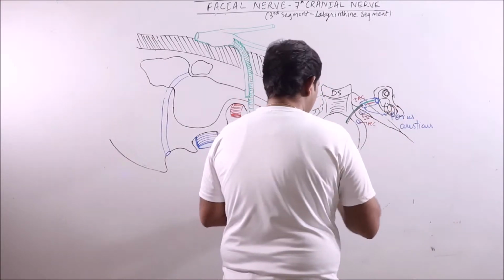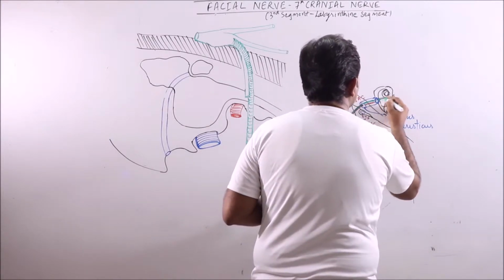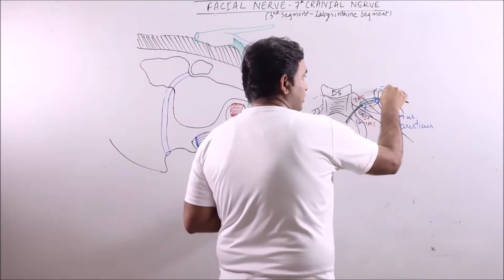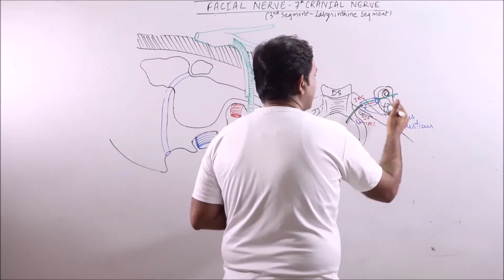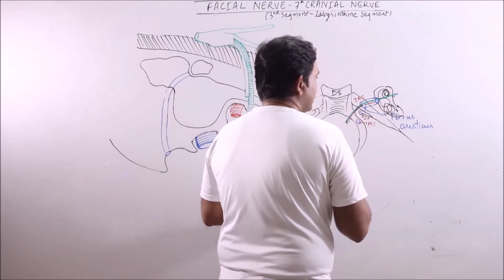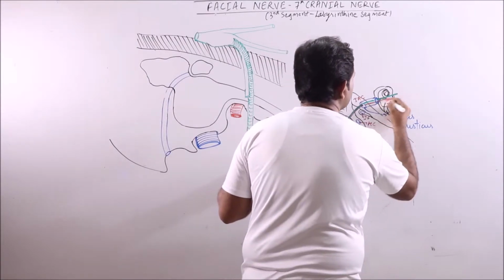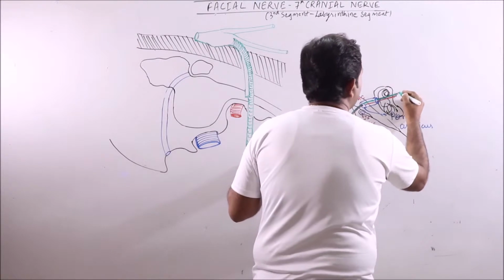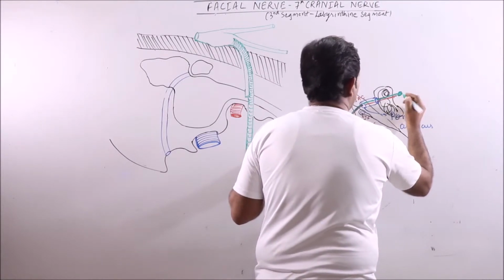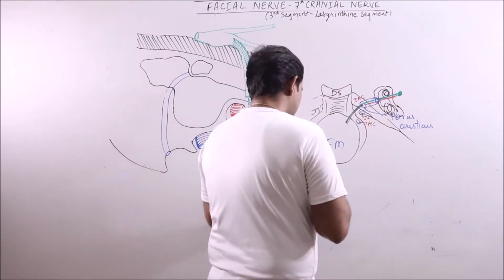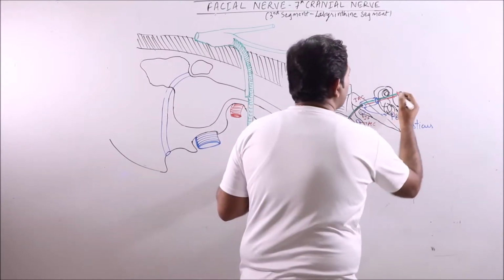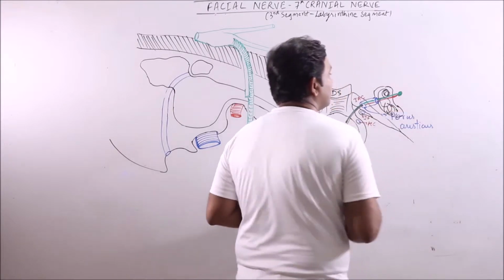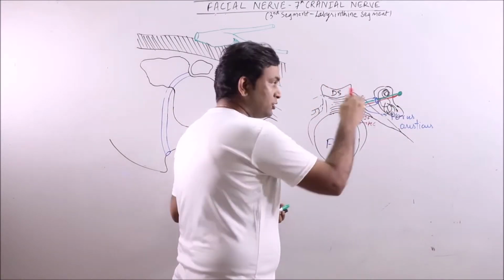So this facial cranial nerve passes anterosuperiorly in between the cochlea and the vestibular apparatus, along with the nervus intermedius, to reach the geniculate ganglia. In this geniculate ganglia, these two nerves, that is the nervus intermedius and the facial cranial nerve, merge.